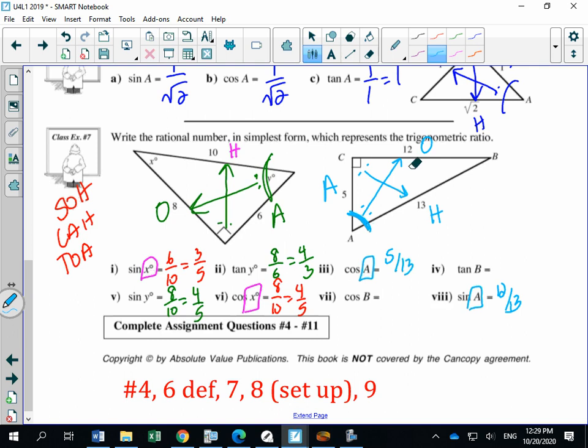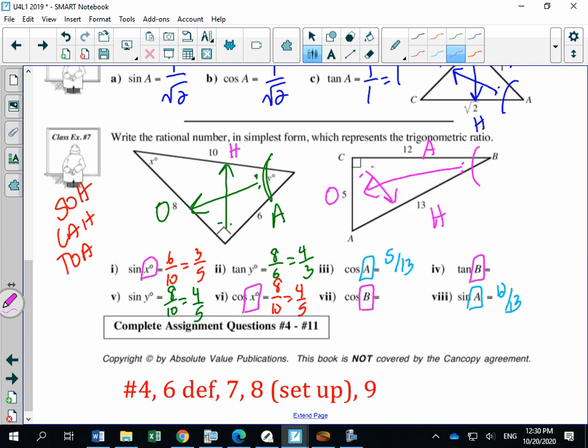Erase your triangle and relabel, because now you would say, okay, now I got to do B. So according to angle B, that is now my opposite. My hypotenuse doesn't change, so you never have to erase your hypotenuse. And by default, that becomes my adjacent.